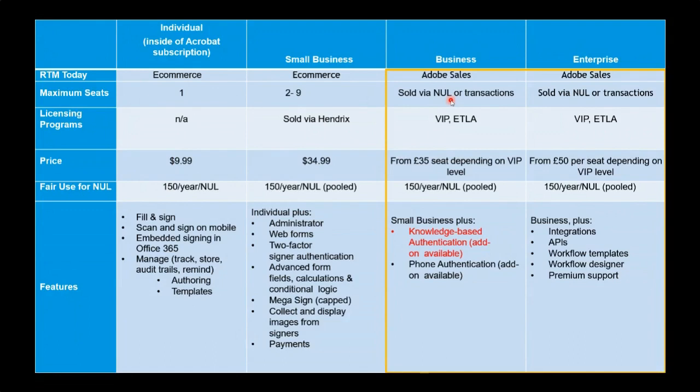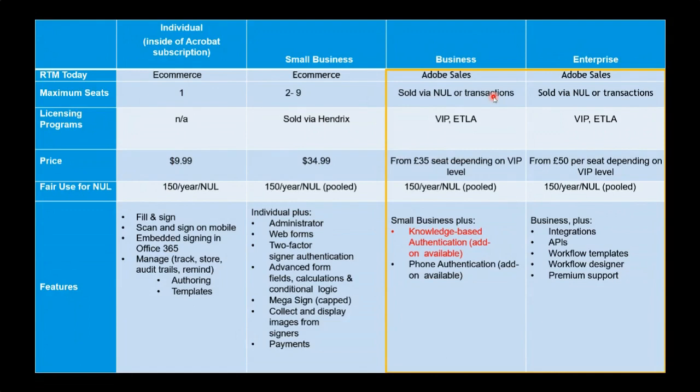Minimum is one. Well, there is a minimum of one actually, but there we go. But there is no maximum. It's sold via NUL, which is a named user license, or a transaction model. And transactions are often also called consumables. So to complicate things today, I'll use both, but I'll probably mention both in the same breath.